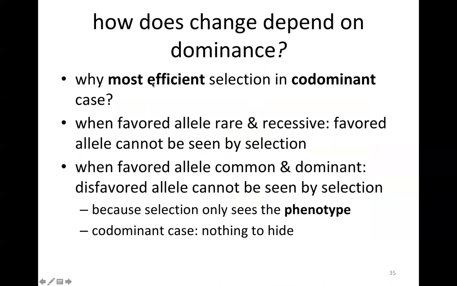So why do we have the most efficient selection in the codominant case? Because neither the bad allele nor the good allele can hide behind the other, as happens in the dominant or recessive case. The selection can directly see the phenotype.